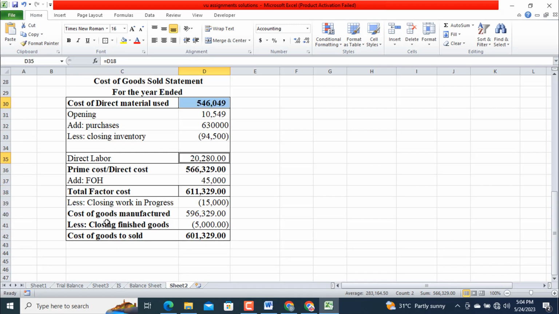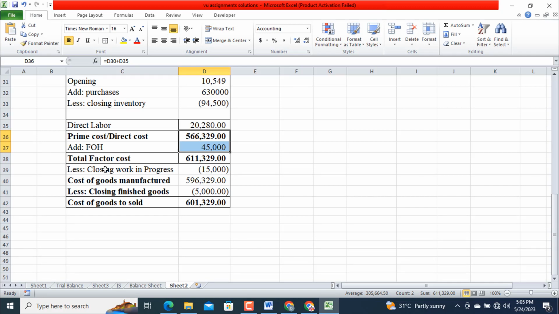Now we are going to get the total factory cost. For this we need to add the factory overhead, which is given as 45,000. By adding these two, we get 611,329. After that, we don't have opening work in process. We have only the closing work in process, so we are going to less this amount, 15,000, and we will get the cost of goods manufactured.